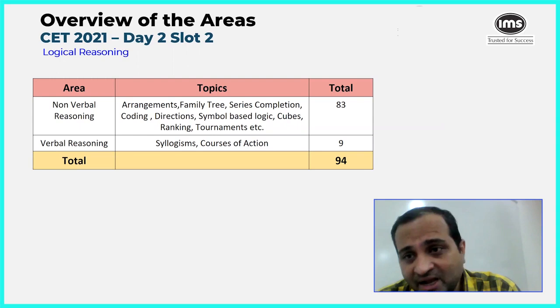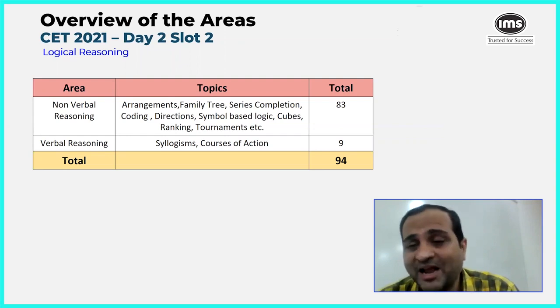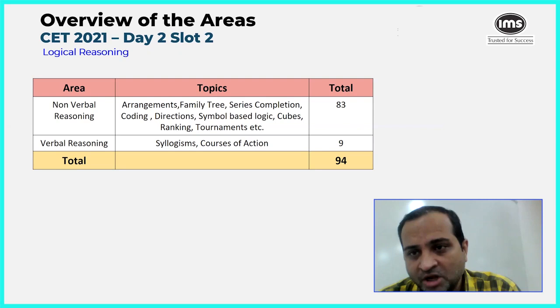This section normally comes along with the verbal reasoning questions also. Okay, so there were only 9 verbal reasoning questions. Again, much lesser than what has come in the other slots. Even if you look at the morning slot, there were approximately 20 verbal reasoning questions. Here I could only find 9. The breakup being course of action as 6 and syllogisms being the rest. This was the breakup of the verbal reasoning questions.